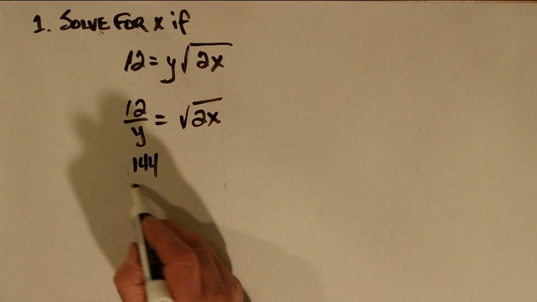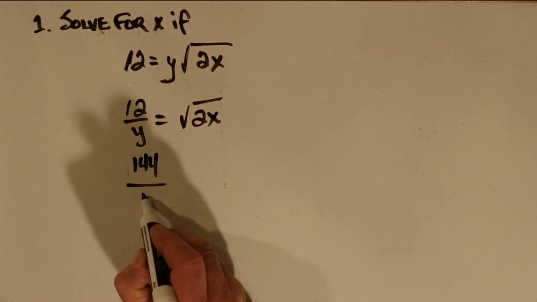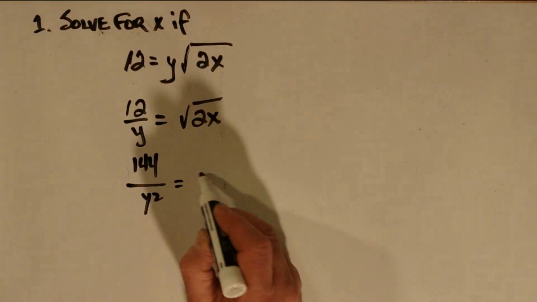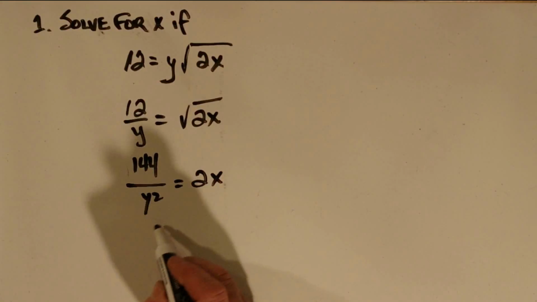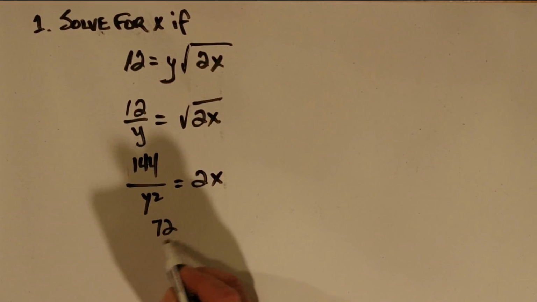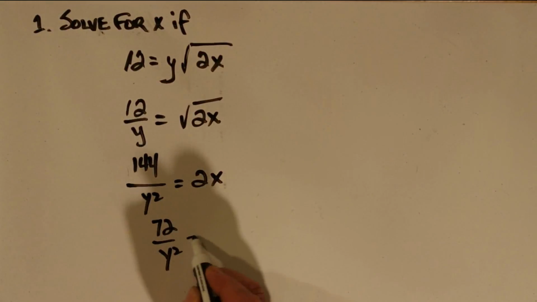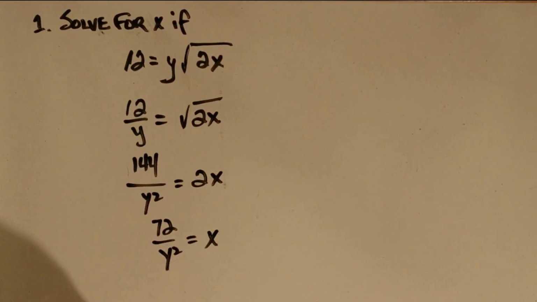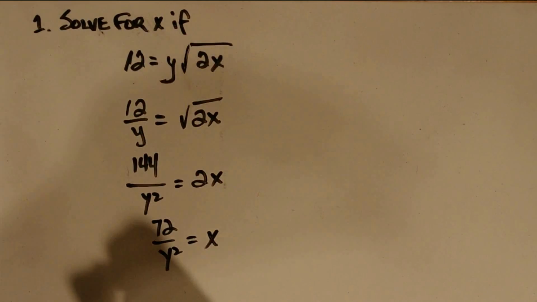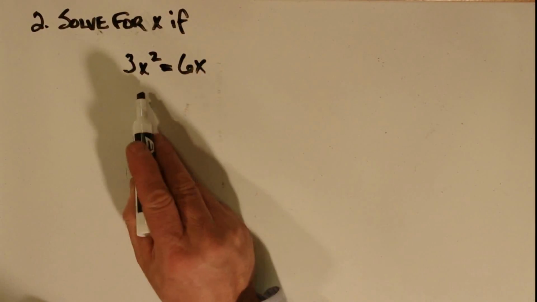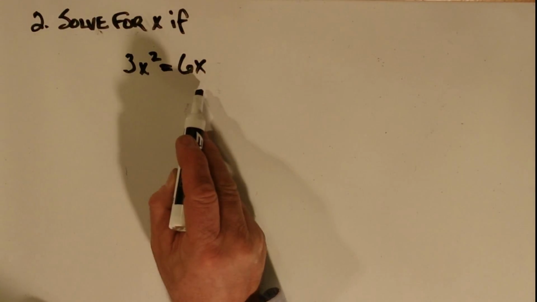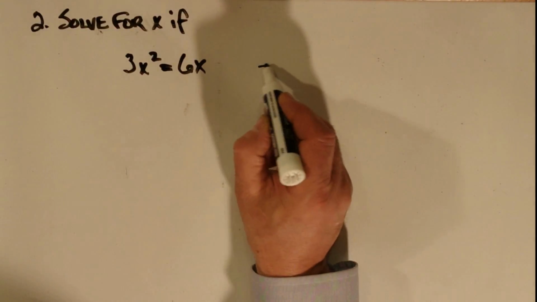And if we square both sides to get rid of the square root sign, we get 144 divided by y squared is equal to 2x. Solve this by dividing both sides by 2. The result is 72 divided by y squared is equal to x. And there's the problem.